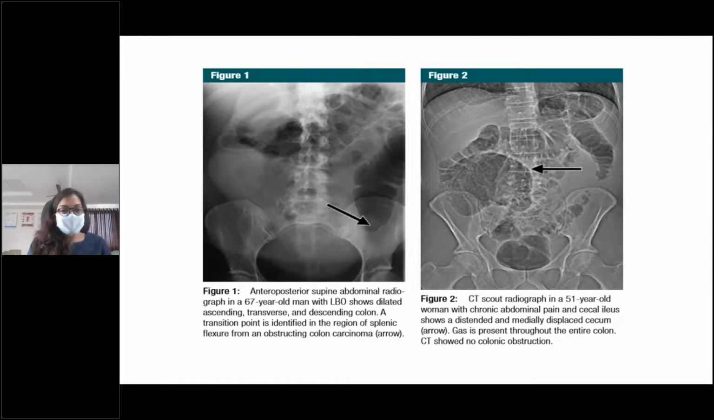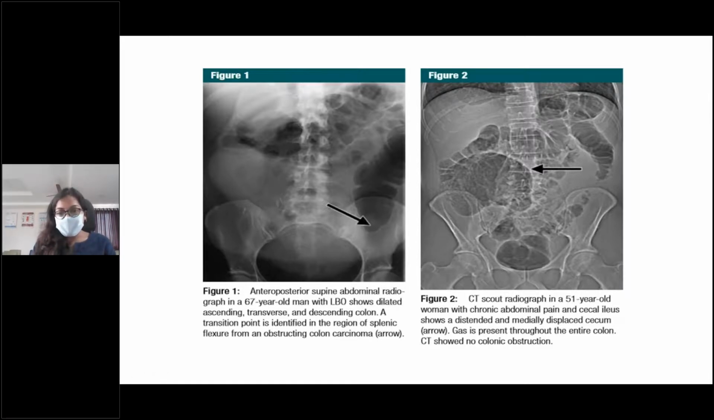Okay, the first image shows a supine radiograph with large bowel obstruction. It shows dilated ascending, transverse and descending colons. This is the transverse colon. This is the descending colon. In this picture, we cannot see the ascending colon. And a transition point is noted in the region of the splenic flexure. In this case, it is obstructing colonic cancer.